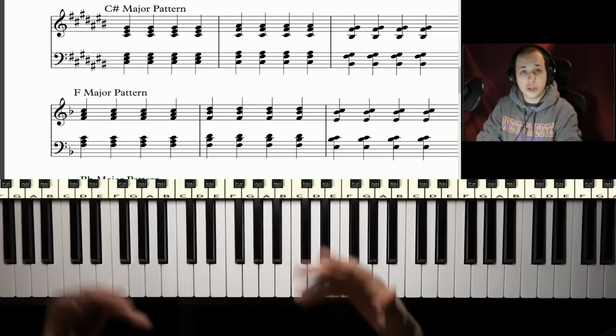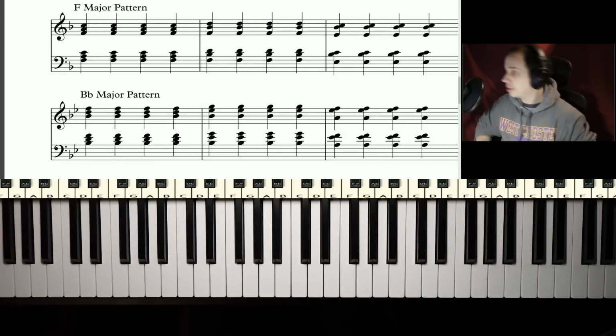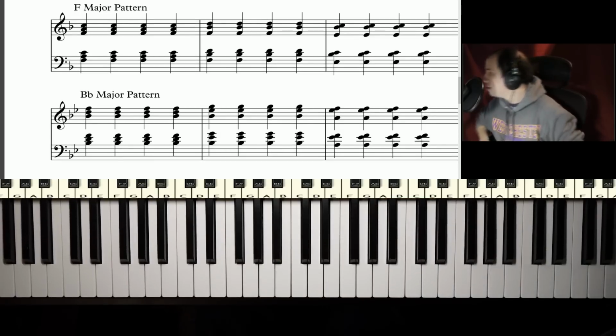And that's it. So that's all the sharp key signatures, and then you're going to go through and learn what we call the flat key signatures, where they have flats.